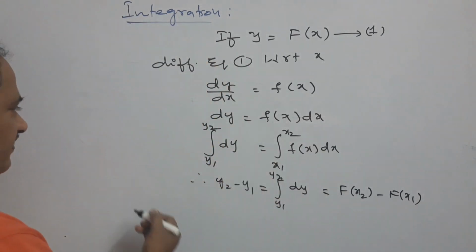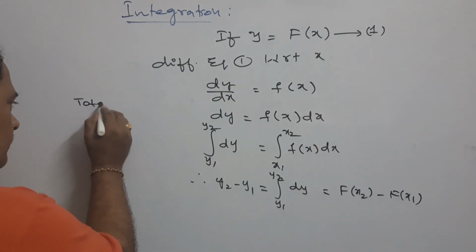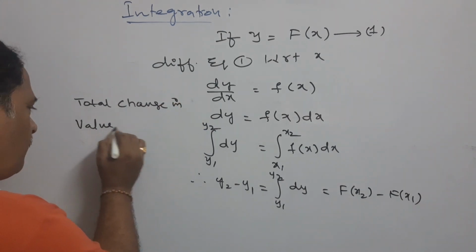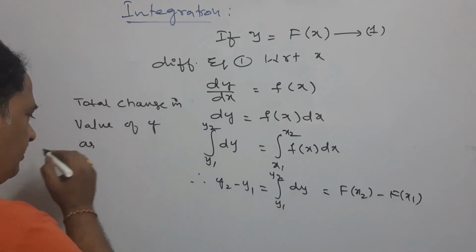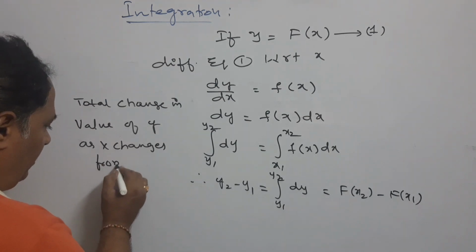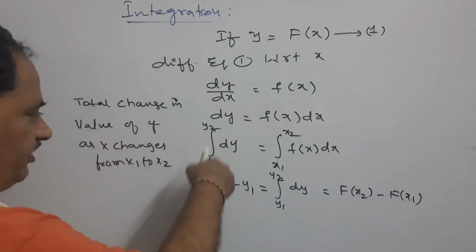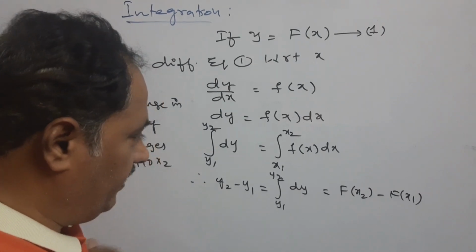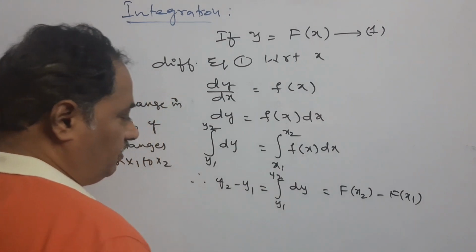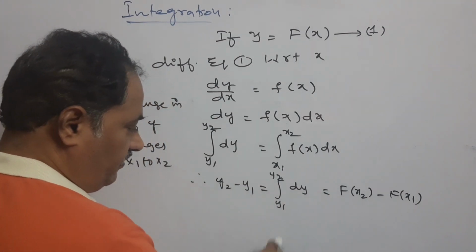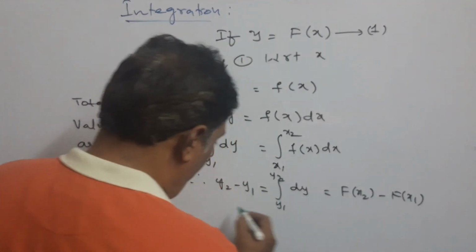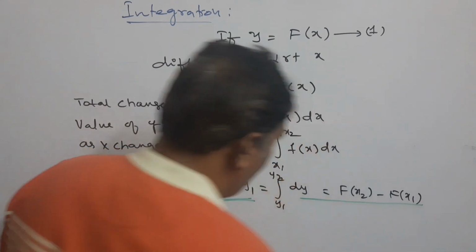That means, as I said earlier, the total change in the value of y as x changes from x1 to x2. That is the meaning of this. Hence this is nothing but y2 minus y1 equal to integral y1 to y2 of dy. This is the lower limit, this is the upper limit, and that is equal to f of x2 minus f of x1. Hence this is to be followed.